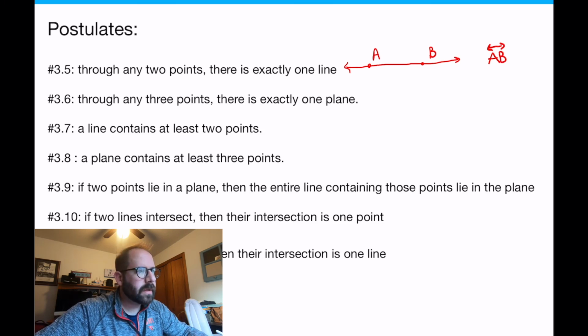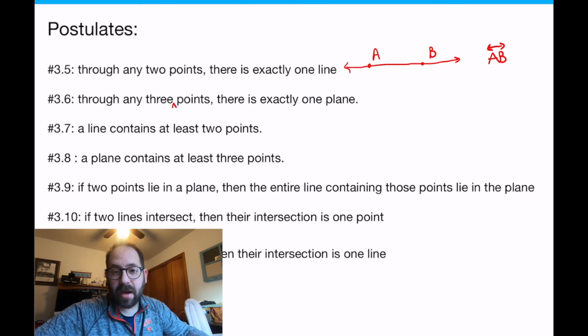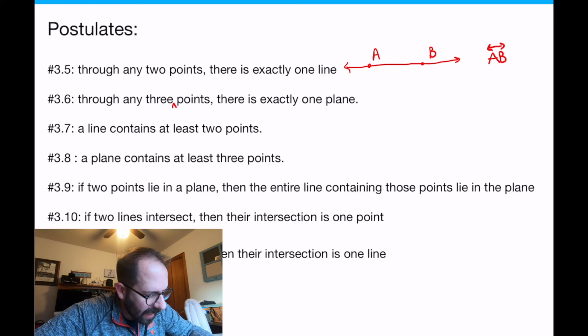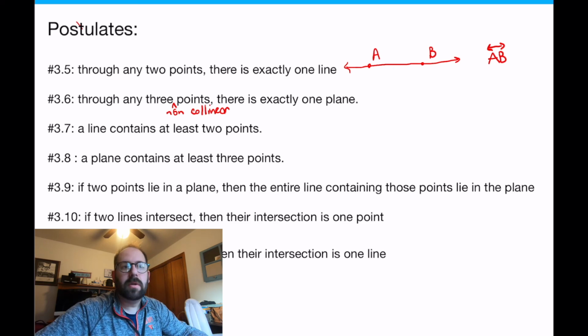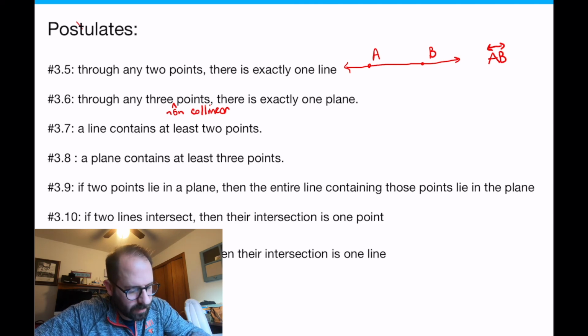Alright, so the next one. Through any 3 points, there's exactly one plane. Now, there's a stipulation here. Through any 3 points, and what we should put in here, and this is something the book did not do, I typed it exactly how the book had it, these should be non-collinear points. So maybe you want to make that little notation to yourself. Non-collinear means 3 points that are not in a straight line. 2 are always in a straight line, but the third one would not be.